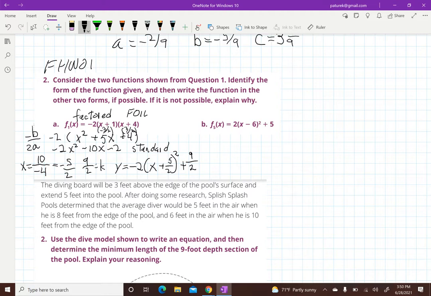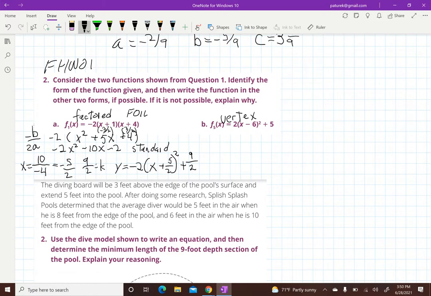In 2b, it says f sub 5 of x, that's interesting, is equal to 2 times the expression x minus 6, that quantity squared, plus 5. And I recognize that this is an upward opening parabola. Its y-intercept is at 0, 5. It's shifted to the right by 6 units, stretched vertically by 2 units, and it's currently written in vertex form. Remember, that's what we're supposed to be telling them.